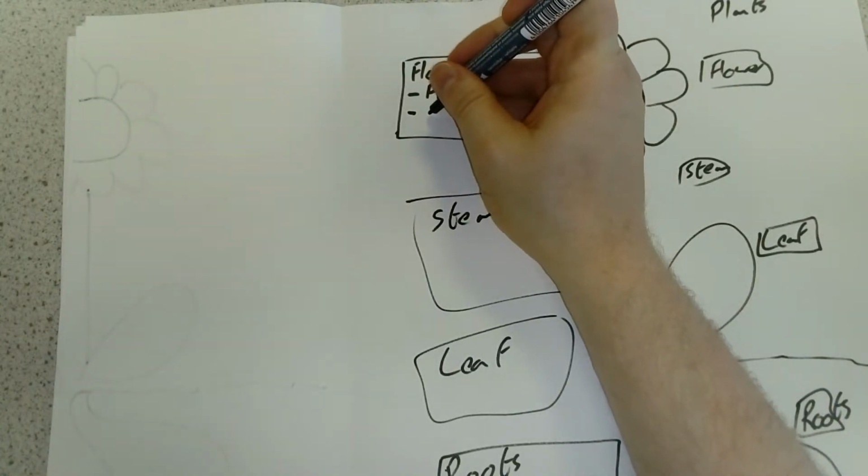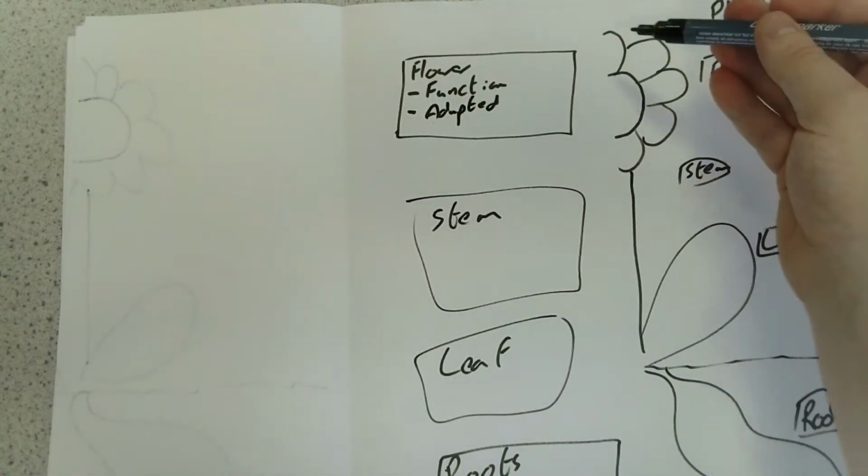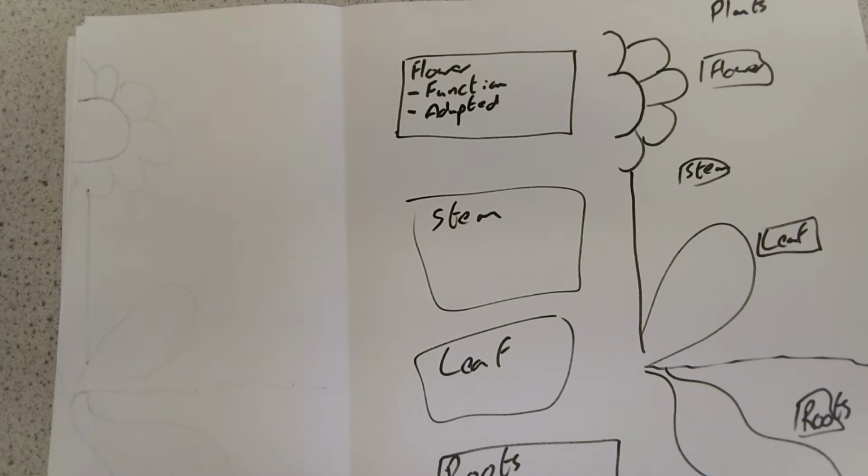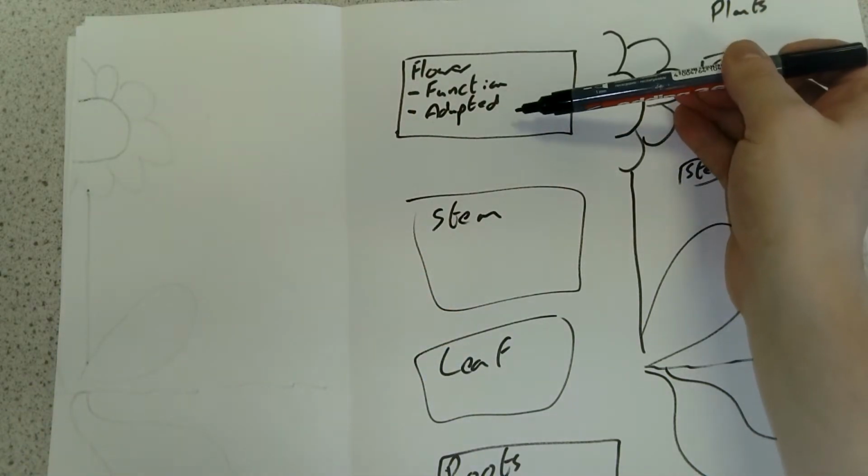How it's adapted. So your flower is going to have nectar to help attract the insects towards it. It's also going to be bright colours, because insects see things in ultraviolet, which will help attract them towards it. So its function and how it's adapted.